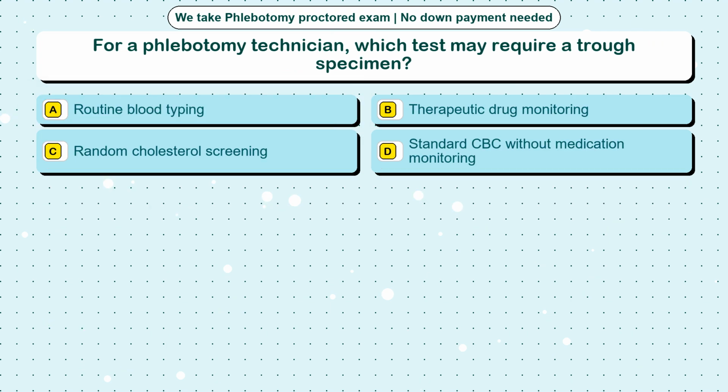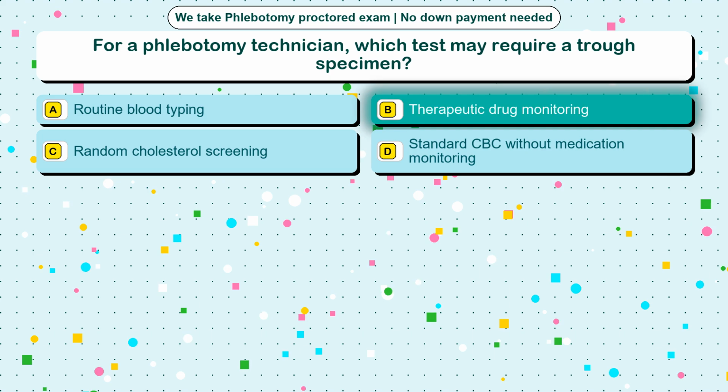Question 15. For a phlebotomy technician, which test may require a trough specimen? Option A. Routine blood typing. Option B. Therapeutic drug monitoring. Option C. Random cholesterol screening. Option D. Standard CBC without medication monitoring.